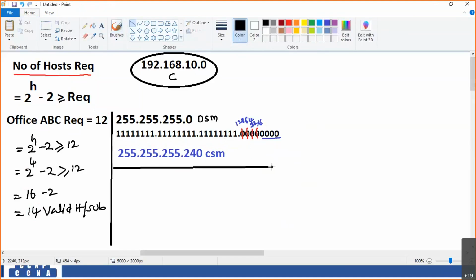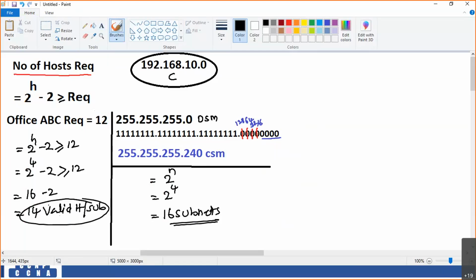Let's see how many subnets we can get. We know how many hosts are available, but how many subnets will we get now? Simple, 2 power n, where n means network bits. How many network bits are converted? 4 bits. So 2 power 4 is 16 subnets. For each subnet, 14 IPs are available. Now the network ID and broadcast ID ranges.